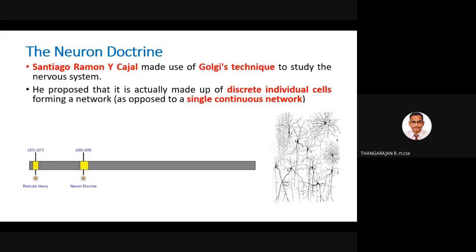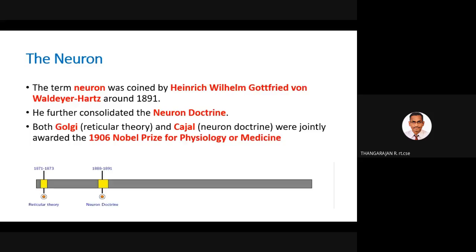The Neuron Doctrine was proposed. And then the term neuron was coined by Heinrich Wilhelm Gottfried in 1891, and he further consolidated the Neuron Doctrine. But at the same time, between 1888 and 1891, the Nobel Prize for Physiology and Medicine was awarded to both Kegel and Golgi, even though Golgi was a proponent of the reticular theory, whereas Kegel was a proponent of the Neuron Doctrine. But still the Nobel Prize was awarded jointly to both these scientists, even though their beliefs were different.